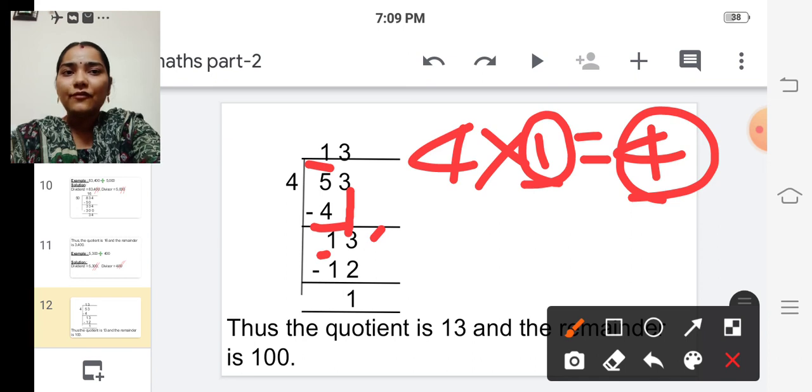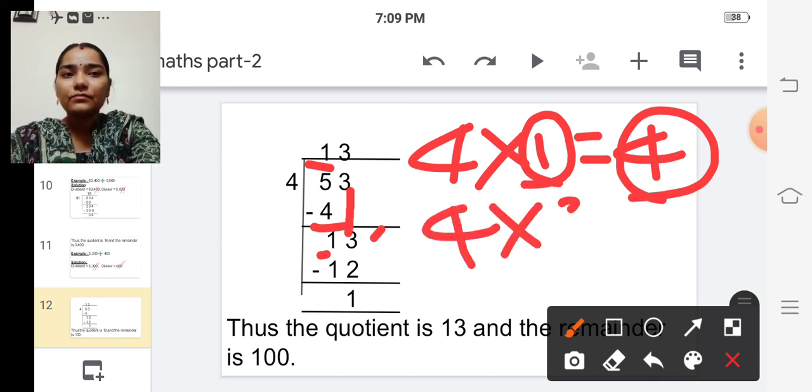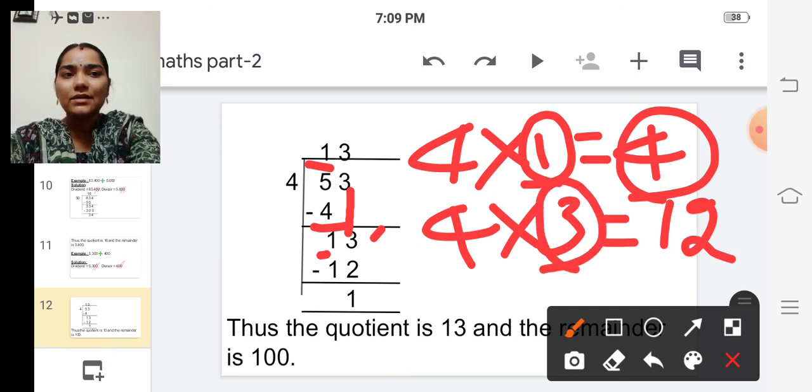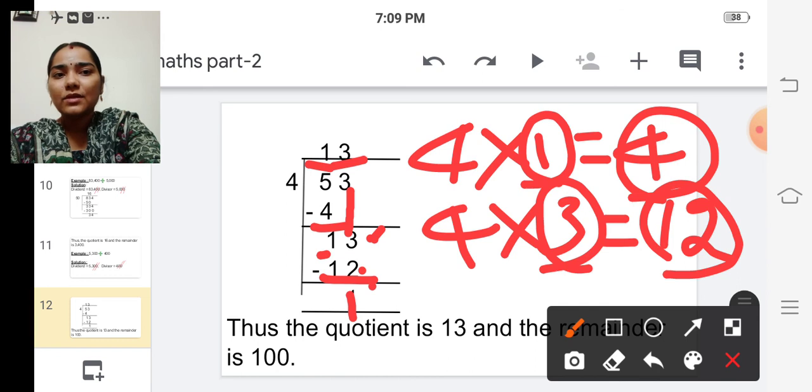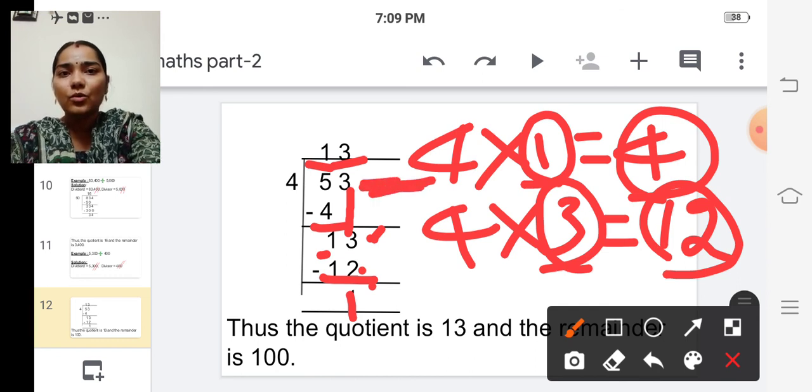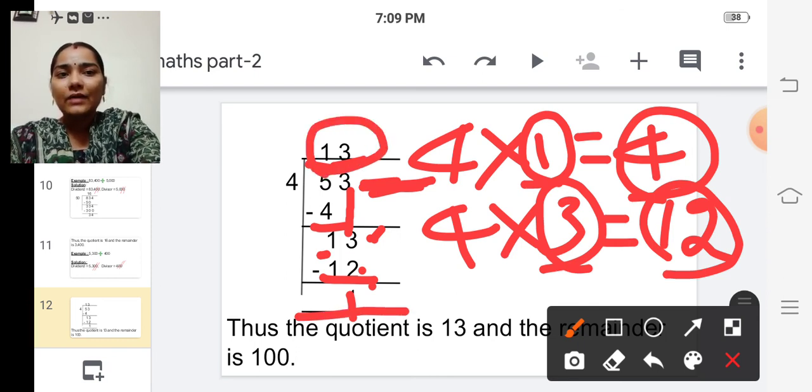13, isn't it? And then 4 3s are 12. We have to write this 3 on the top, and we have to write this 12 here, and subtract 12 from 13. 3 minus 2 is 1. 1 minus 1 is 0, and there are no more digits here to bring down. So shall we stop? So the quotient is 13, and the remainder is, here we have got 1.